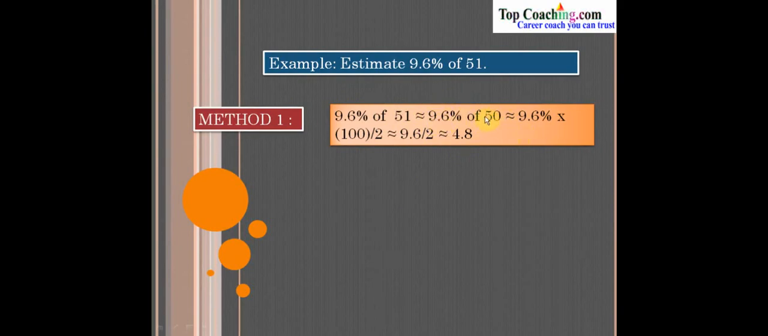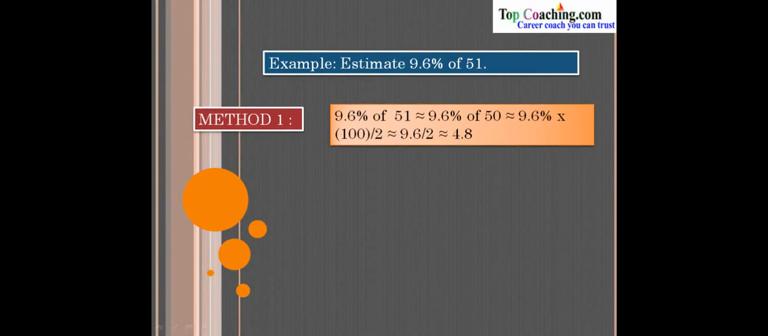Now 50 could be written as 100 by 2. So this could be further written as 9.6% into 100 by 2. 9.6% is equal to 9.6 divided by 100. 100 and 100 get cancelled, and this would be approximately equal to 9.6 divided by 2, which is 4.8. So the approximate value of 9.6% of 51 comes out to be 4.8.